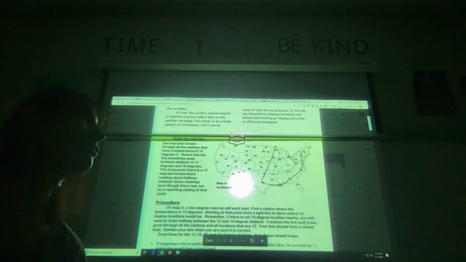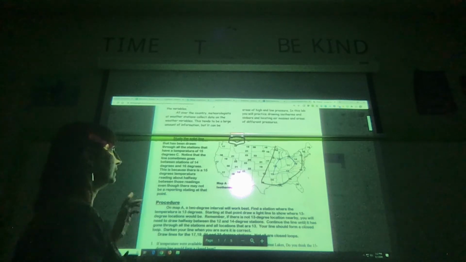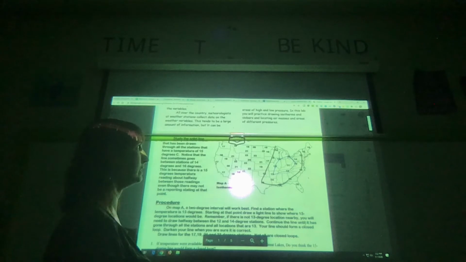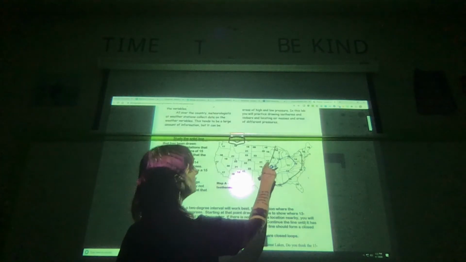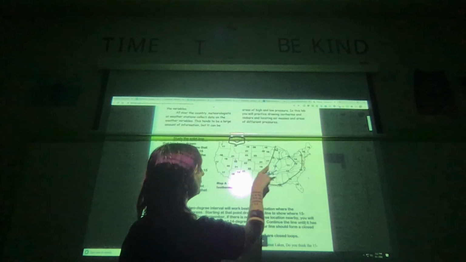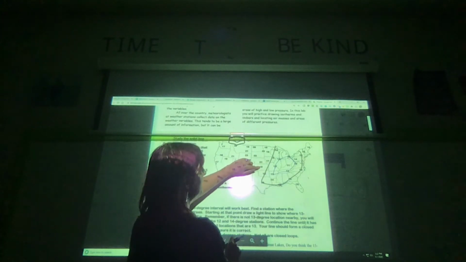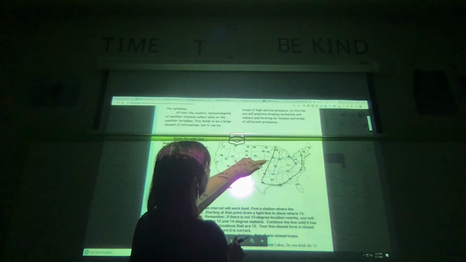Let me look for 17. Some of these are going to start to get a little trickier. They're not going to be as easy as the 13 is. So let's just do 17. I have a 17 here, and remember, I can't go past it. Here's a 19, so it's not going to go this way.